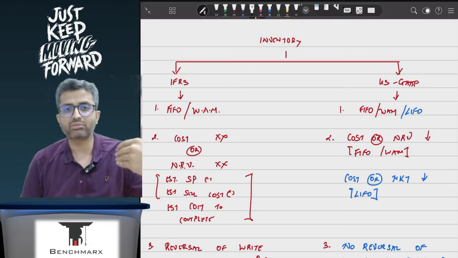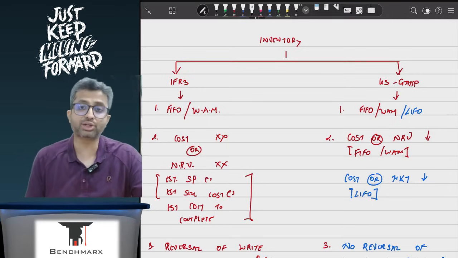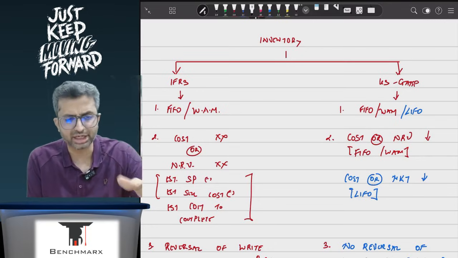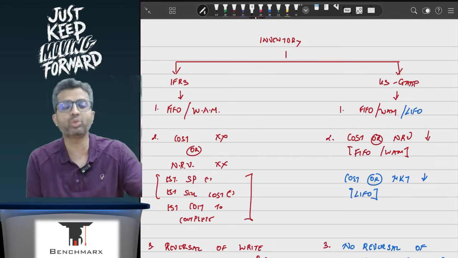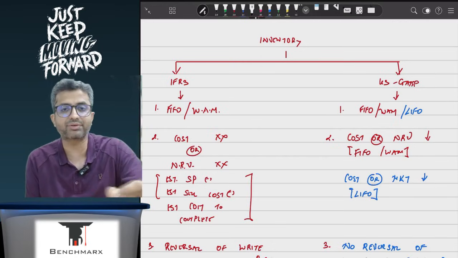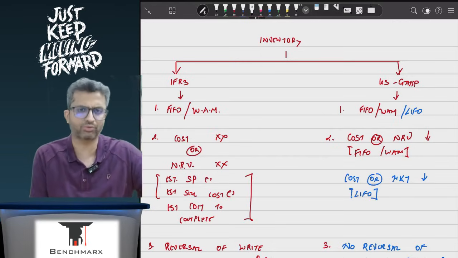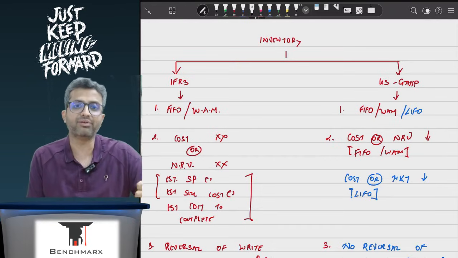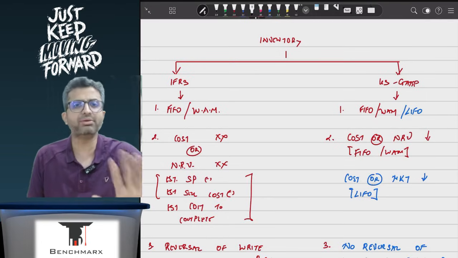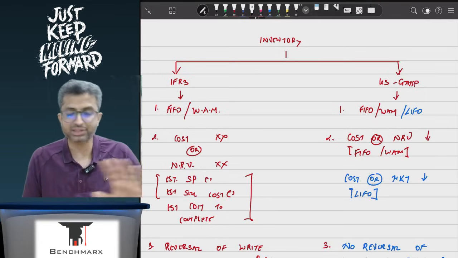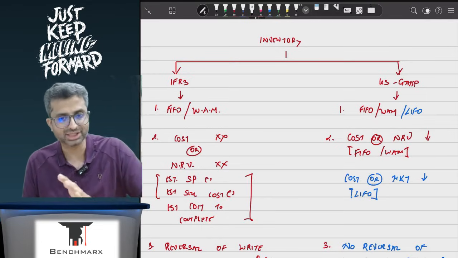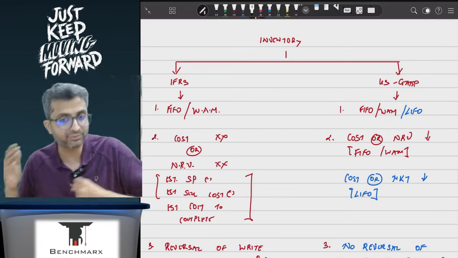However, most of the standards don't require you to go into that much detail. They say that it is absolutely fine if, instead of specific identification, you take a cost flow assumption, which under IFRS can be FIFO, first in first out, or weighted average. That's it. IFRS allows only 2 methods, but under US GAAP, apart from these 2 methods, there's also LIFO, which is permitted.